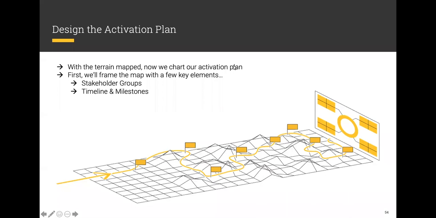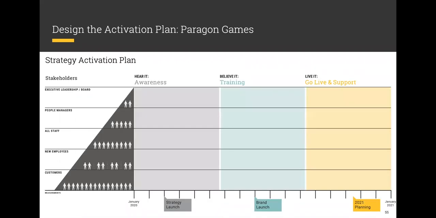Now we can get down to the planning exercise. We'll start by building the frame, which is defined by the stakeholder groups and the timeline and milestones. For Paragon, it looks something like this. We see our stakeholder groups that we identified in the prior exercise on the y-axis, and the timeline and the key milestones that we just identified along the x-axis. This starts to frame up the overall activation plan's boundaries.